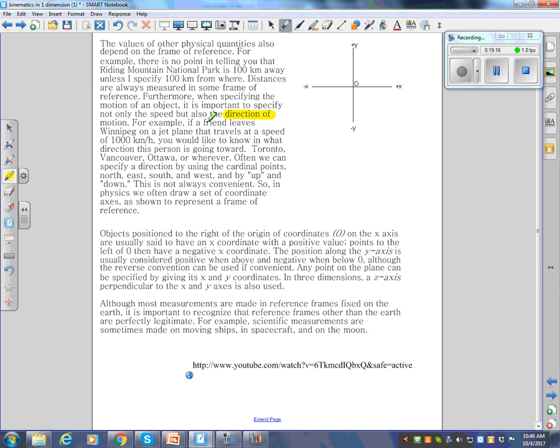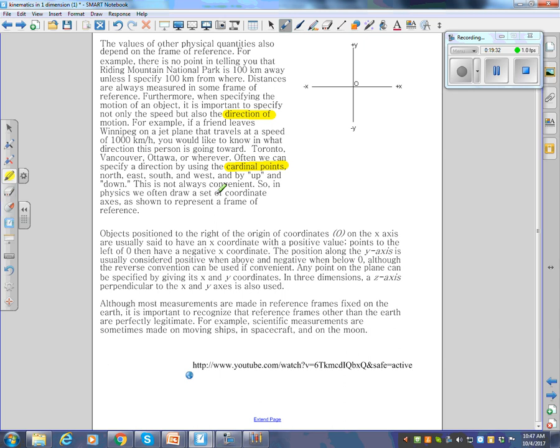Often we can specify a direction by using the cardinal points. There's a word I might use. I'm not expecting you to use it. It sounds kind of high-tech. Cardinal points are north, east, south, and west. Remember how I said you always got to measure from those in vectors? That's what I'm talking about, the cardinal points.